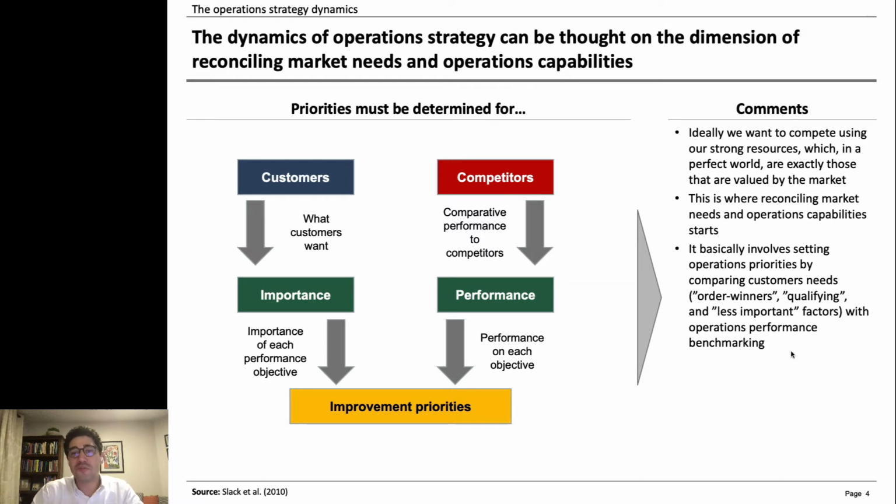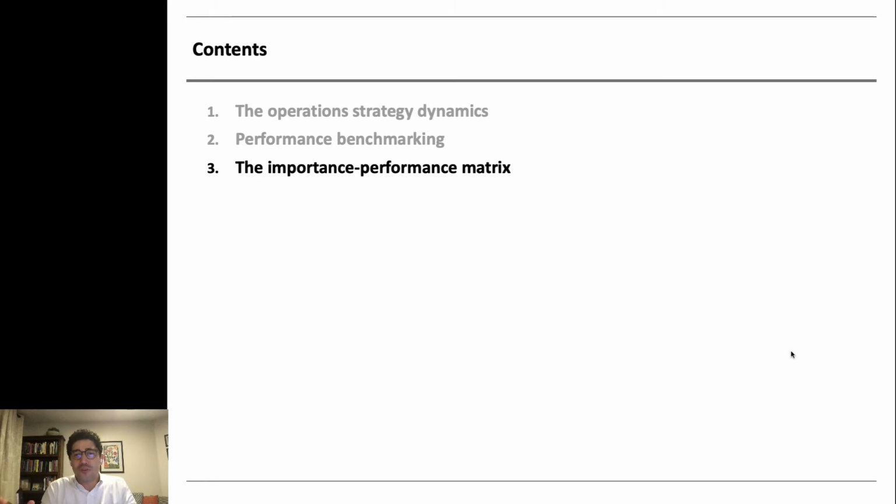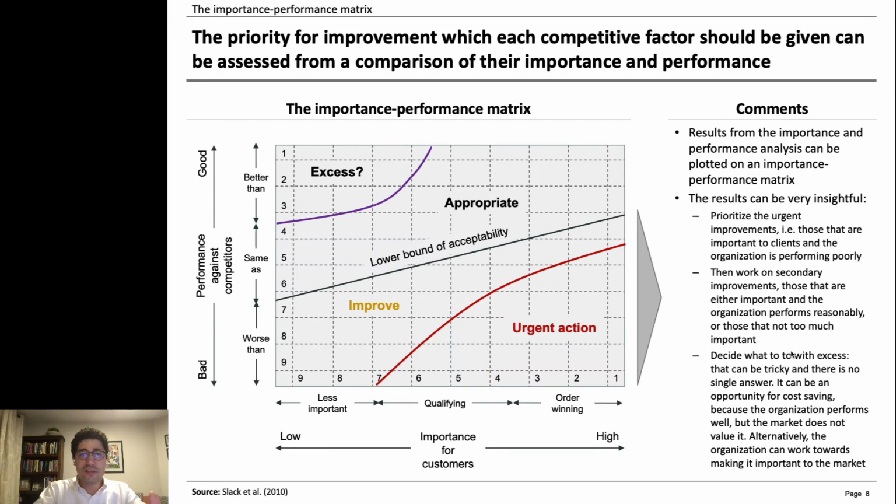With the operations performance benchmarking, let's take a look at this performance benchmarking, which is actually very similar. It has a scale very similar to evaluating the customer needs. But here we classify the operating performance metrics as better than competitors, same as competitors, or worse than competitors. It consists of the evaluation of whether the achieved performance on the operations criteria, for example cost, speed, is better, the same, or worse than competitors. And then we can get these two components together, our performance against competitors and the importance to the customers, and put it on a matrix.